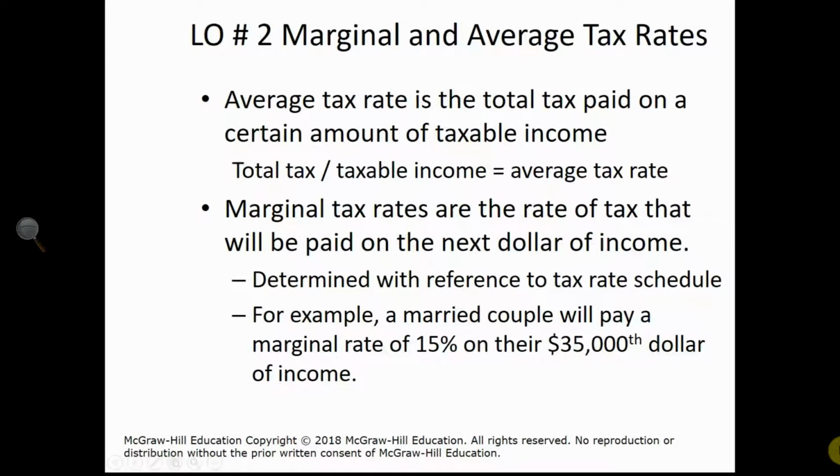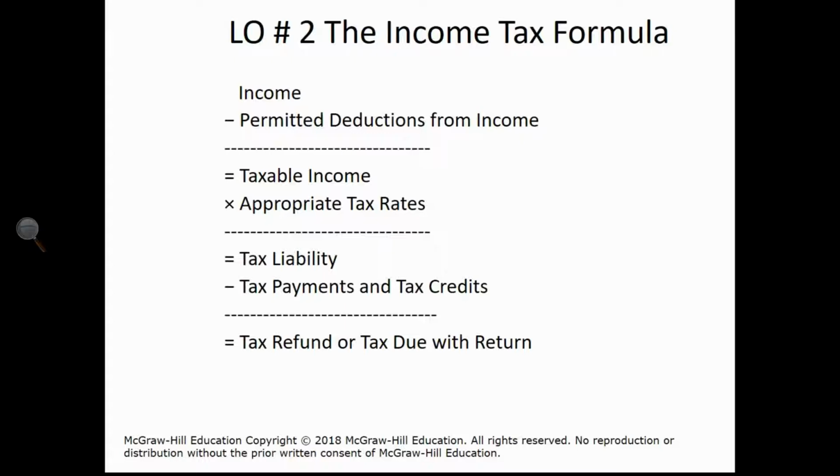We'll talk a little bit in this course about average tax versus marginal tax rates. Average tax is the total tax you pay divided by your taxable income. That really reflects the true overall tax rate that you paid. Marginal tax rate is the tax that will be paid on the next dollar of your income, the marginal increase. And it's those rates that we will be referring to quite a bit in the course.